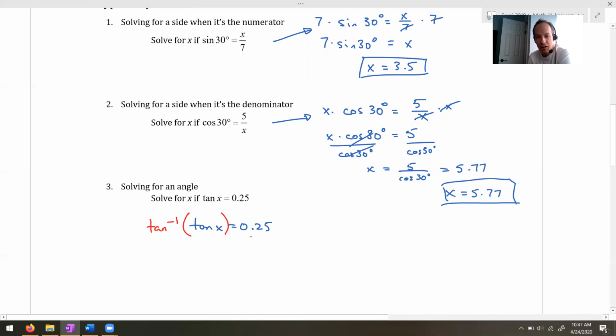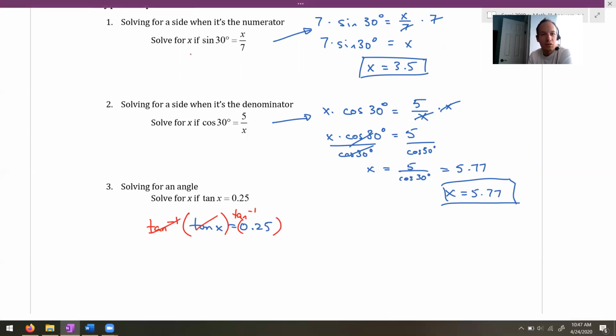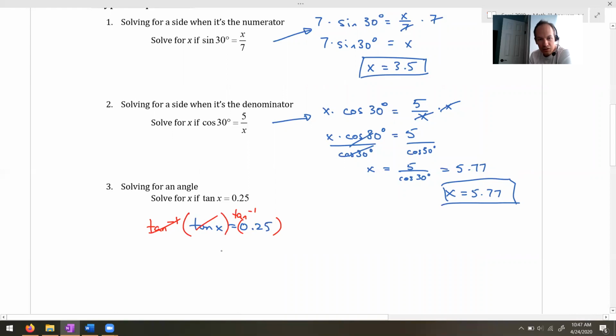But if you do it to one side, you better do it to the other. So we're going to take inverse tan of both sides. These cross out, and that leaves you with x equals inverse tan of 0.25. Most of us don't write it out that way, and most of us aren't even taught to do it that way. You're just told when you've got to solve for an angle, use inverse tan. But keep in mind, inverse tan is the undoing function to tan. So inverse tan of tan cancels out, you're left with x, and then the other side gets the inverse tan.